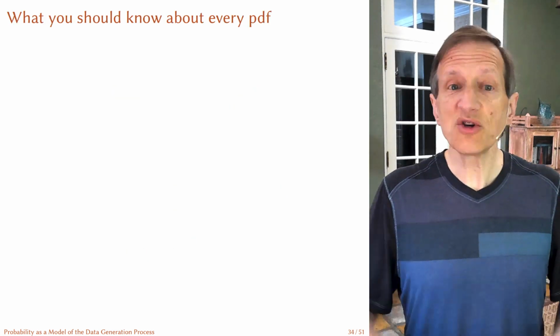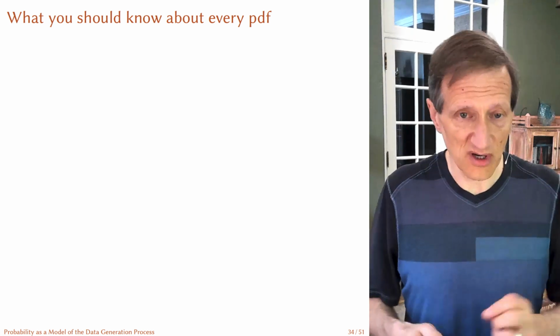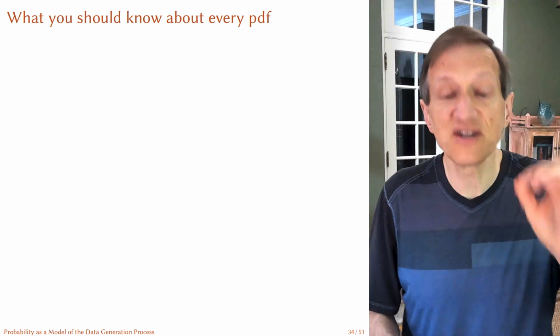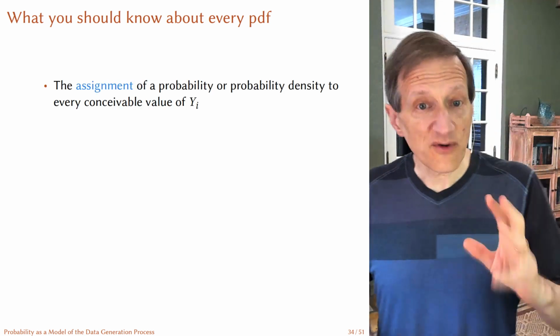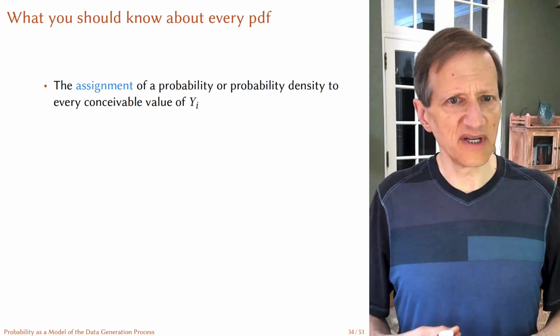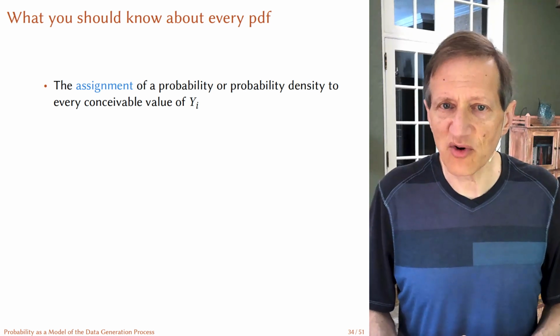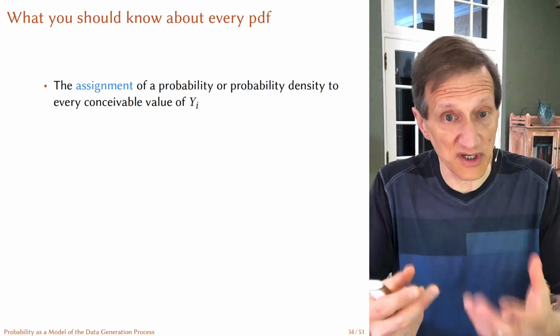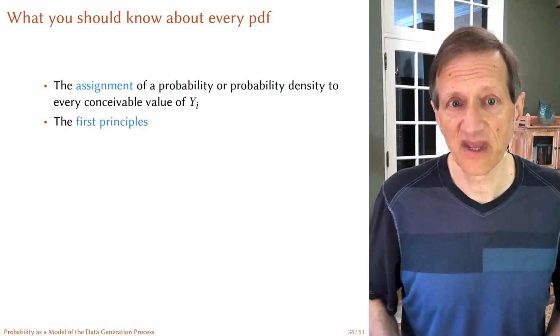All right, so what should you know about every PDF when you're going to use it? You don't have to derive it yourself. You don't have to do a lot of things, but you have to know some things about it. First thing is you have to know the assignment of a probability or probability density to every conceivable value of y. You have to know that because that's what the PDF is. That's what it's going to do for us. That's how we will use it.